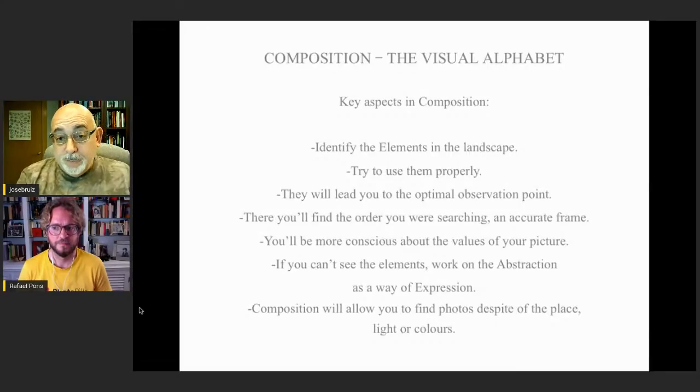So sometimes the reality doesn't allow you to see the elements, and a bit of work in abstraction will help you a lot. And composition will allow you to take pictures at midday, 12 in the morning, everybody tired, sitting around you saying, oh man, such a bad time of the day to take photos. And then you point up and you say, no, I'm getting my wide angle ready for this. Oh, doesn't look very bad. And that's the starting point.